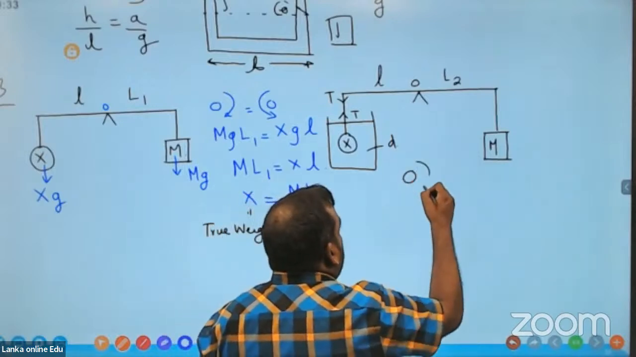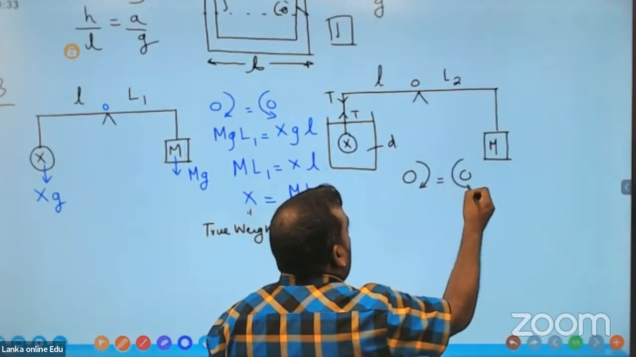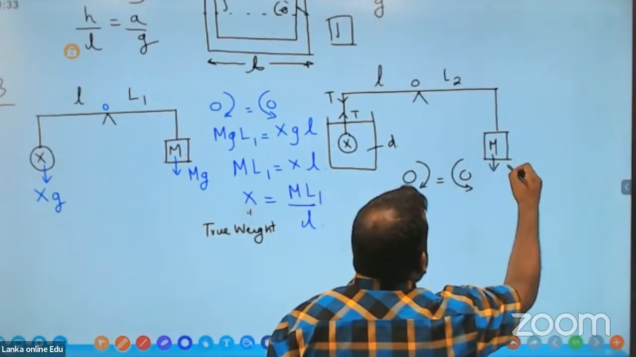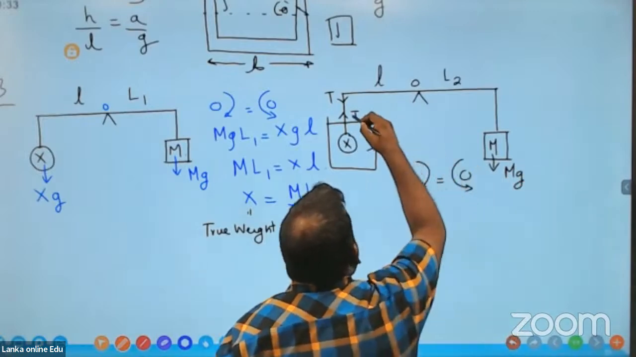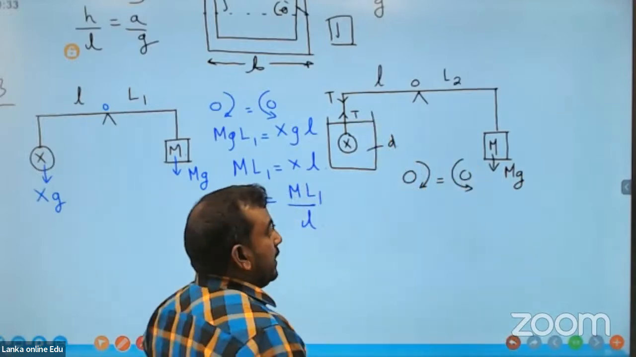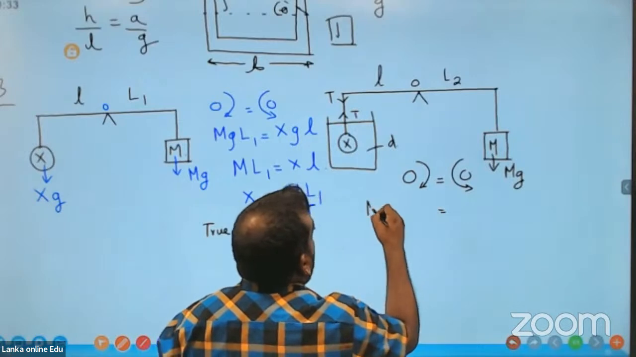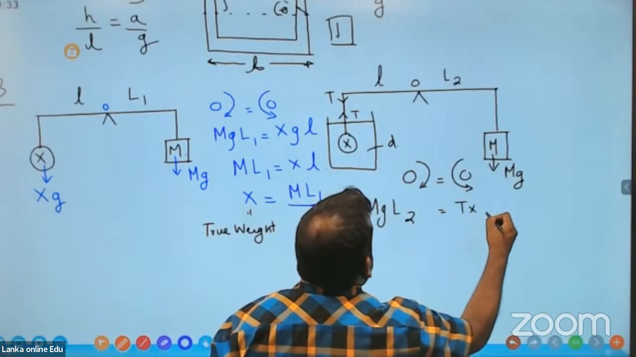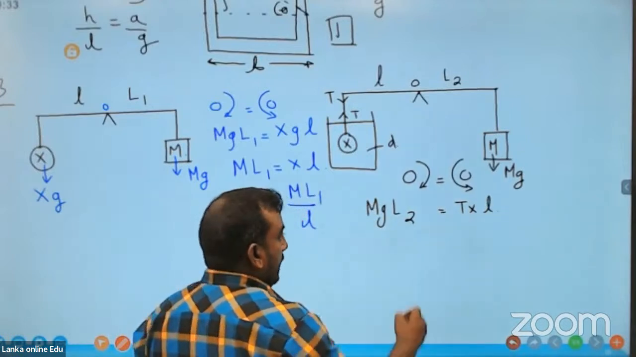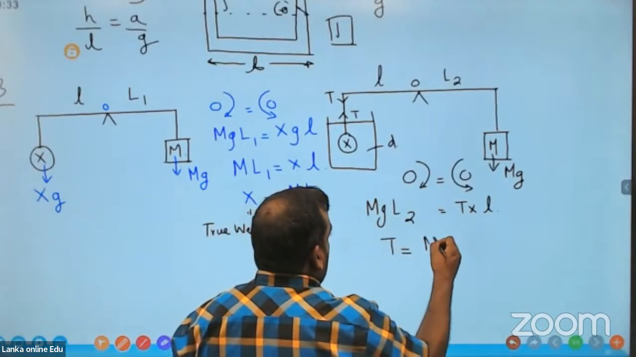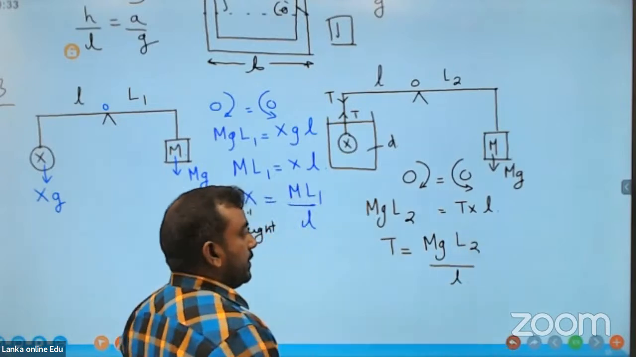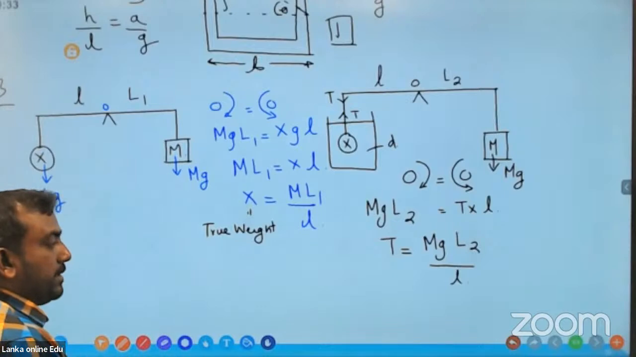Now take moments about O: clockwise moments equal anti-clockwise moments. Here you have capital Mg. Don't forget tension is there. So clockwise moments: capital Mg L2; anti-clockwise moments: tension into simple L. Tension equals capital Mg L2 divided by simple L.